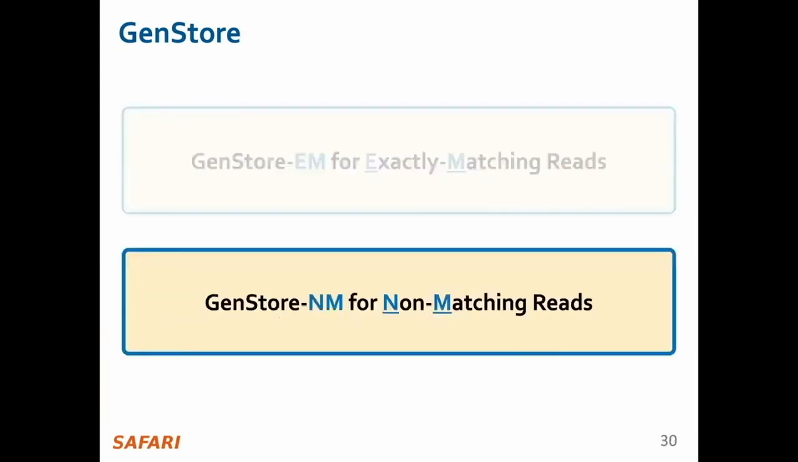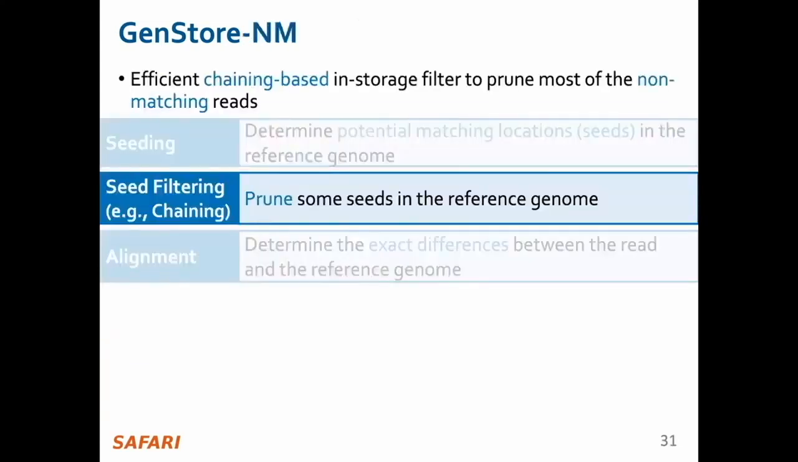So now let's take a closer look at GenStore NM. GenStore NM, which was used for filtering most of the non-matching reads using chaining, tries to filter most of these non-matching reads that would not align to any subsequences in the reference genome by leveraging chaining. So recall that in the high-level three-step process that we talked about, the chaining filter calculates a similarity score for each read, which is called the chaining score, and filters the reads that in the end would not have any potential matching locations left.